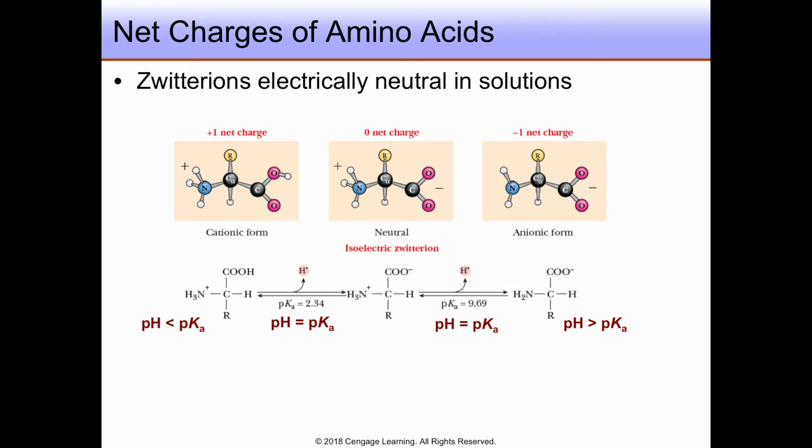A further increase in pH brings us to the point where the pH is equal to the pKa of the amino group, which is therefore half ionized. At a pH of approximately 1 unit higher than this pKa, the molecule is now fully deprotonated and exists in the anionic form.